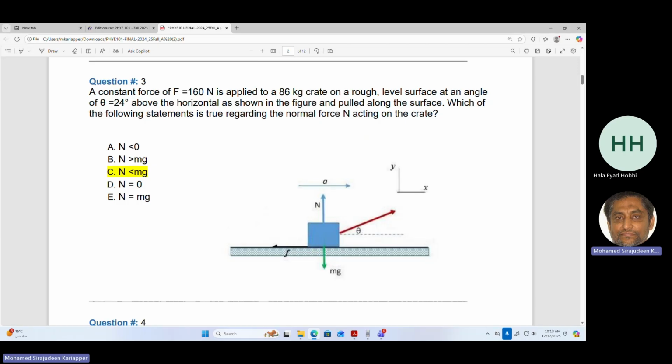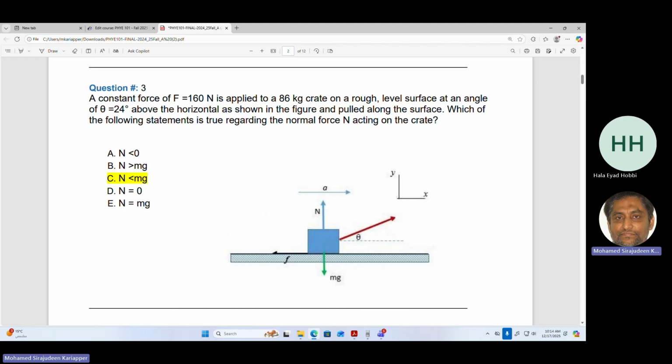That is nice. So we have a force applied, not a horizontal force, it is making an angle of theta with the horizon. And the angle is given, I believe. Yep. And the force value is given, and the mass of the crate is given, and it's a rough level surface. That means there is a friction force acting in the opposite direction to its motion.